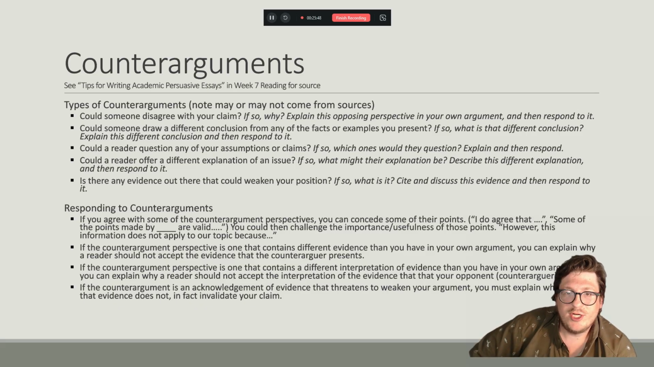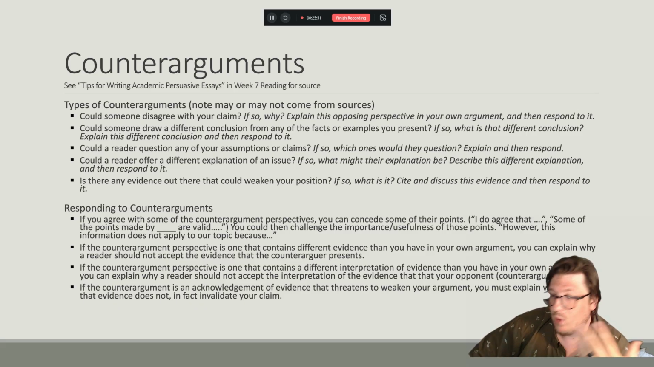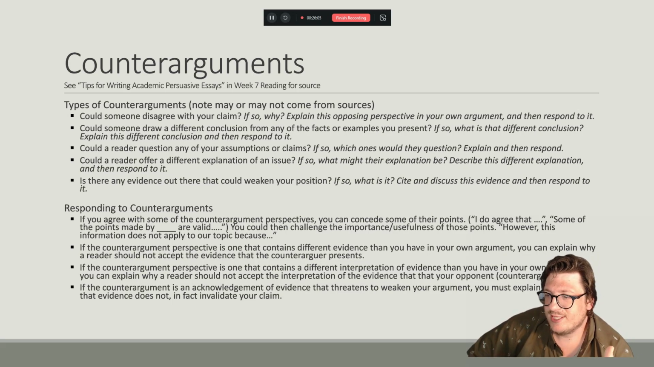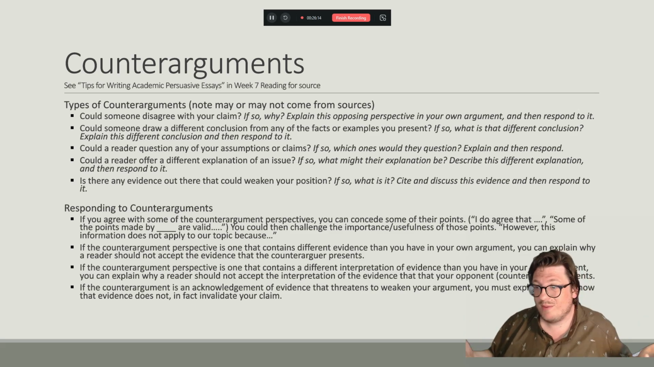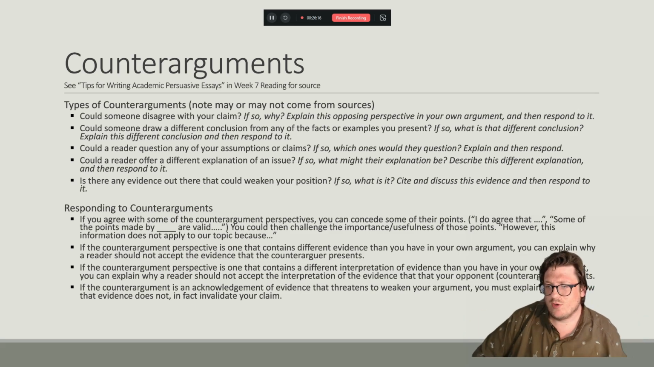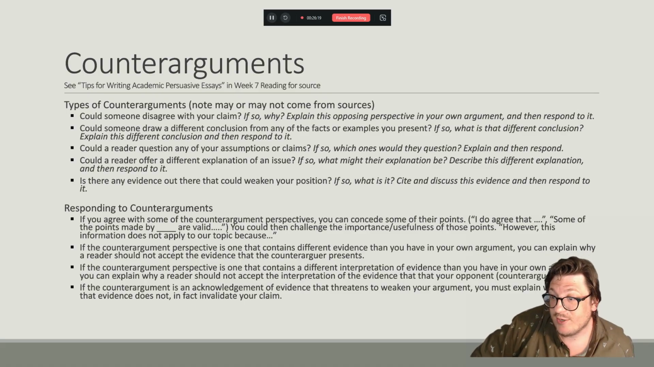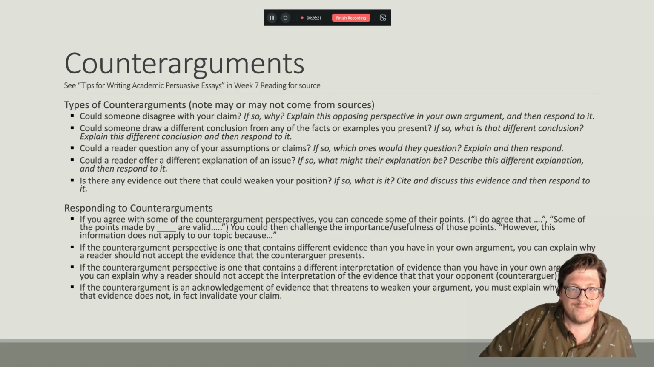Could a reader question any of your assumptions or claims? If so, what would they question? Would they question whether this is an issue that needs a solution at all? Would they question if you're saying the solution is for the state government to address this problem? Are they going to object to that? Say, no, the state government has no business fixing this problem. It should come from private citizens. What might they object to? And then how do you address that? How do you explain it away or tell them why they're wrong?